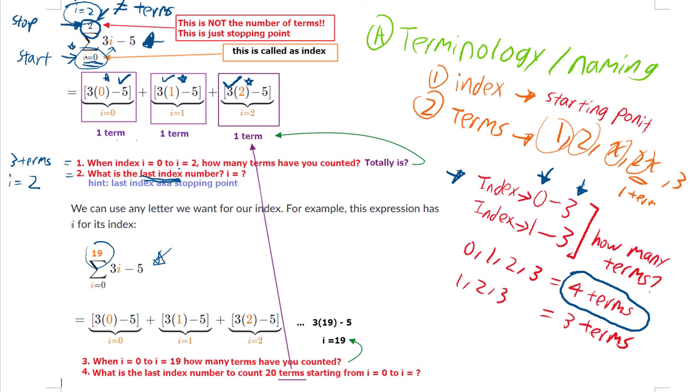Let's look at the third question. What we see is this part is changed. This part is changed to 19. When I starts from 0 until I is equal to 19, how many terms have you counted?